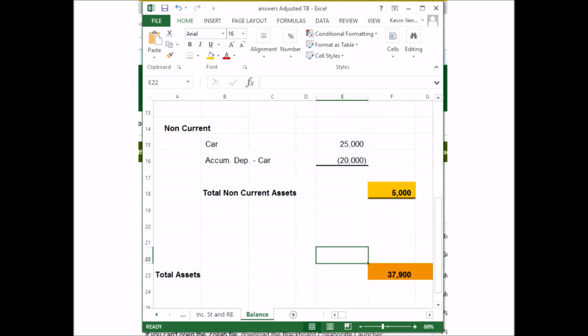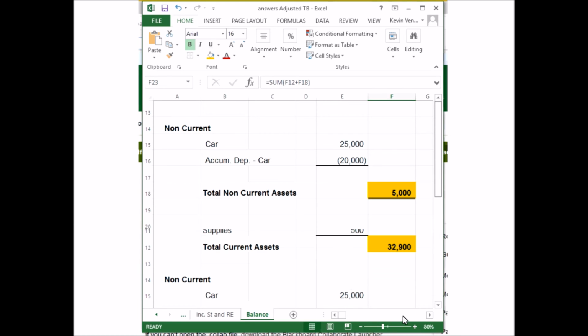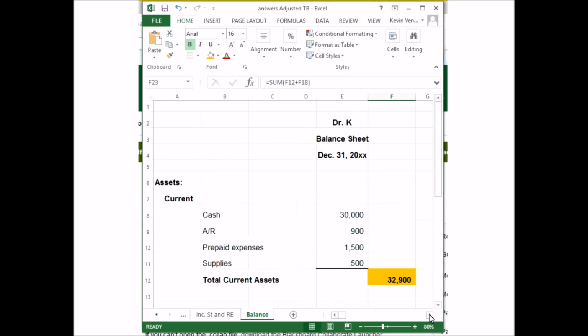Now, you don't have to skip all these lines. You can just put it right under here, total non-current assets. The reason I did is to compare it really easily, as you'll see in a few minutes, with our liabilities and owner's equity.